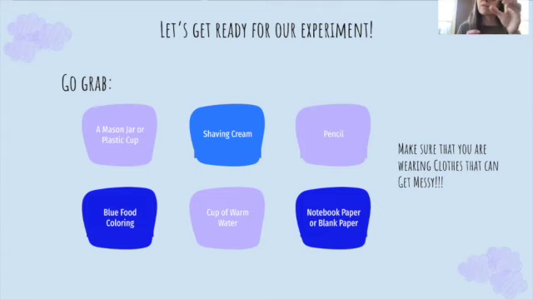You're going to get a cup of warm water because we're going to pour that into our plastic cup or our mason jar in a little bit. You need a pencil and some notebook paper or some blank paper because you're going to record those observations we talked about, which is just, remember, another fancy word for what you see happening. Another quick note, make sure that you are wearing some clothes that can get messy. You shouldn't get messy, but you might because we're working with shaving cream and food coloring. So you go get all that stuff, pause me right here, and we'll come back together in just a little bit.